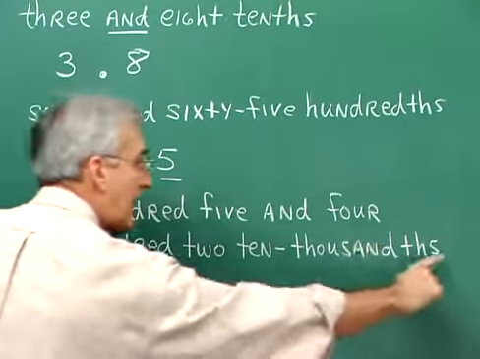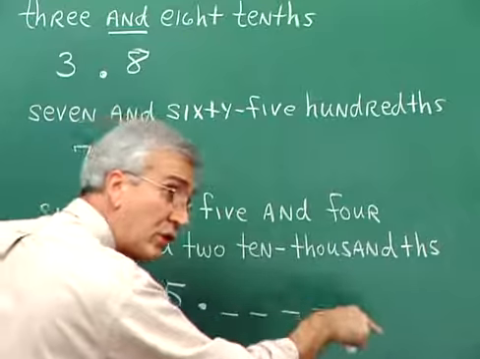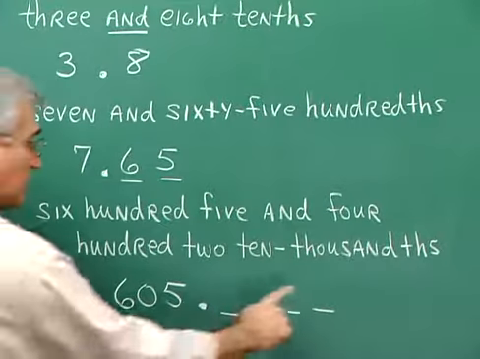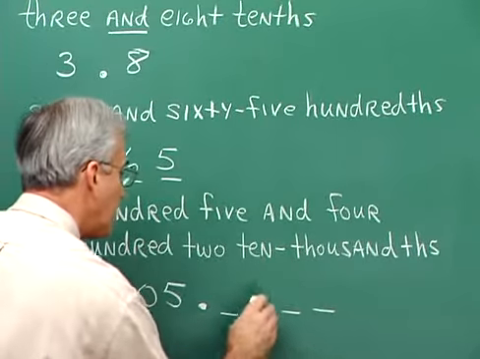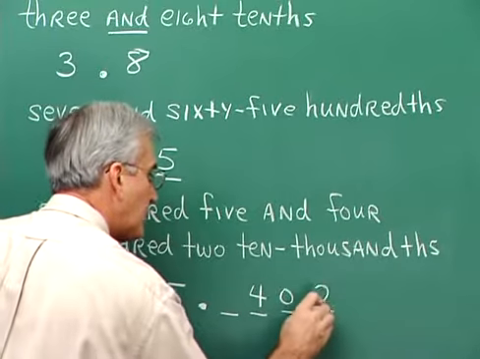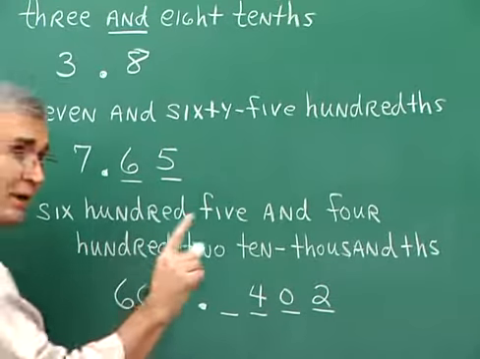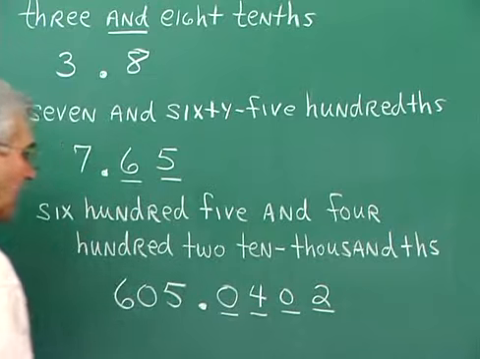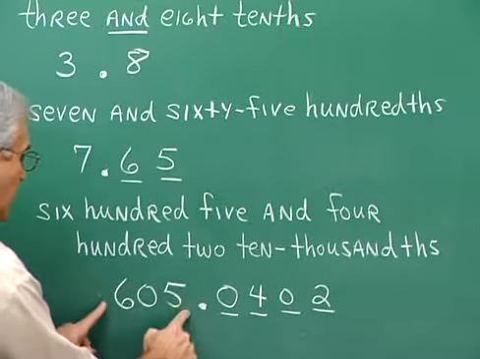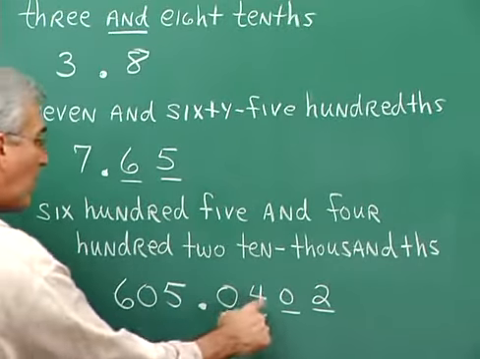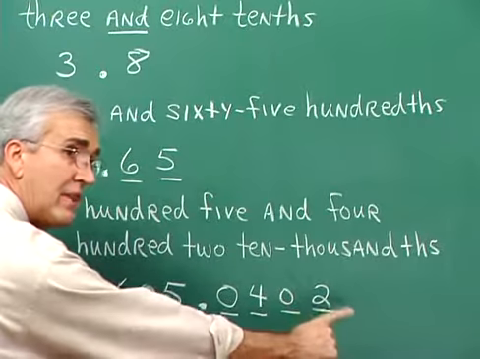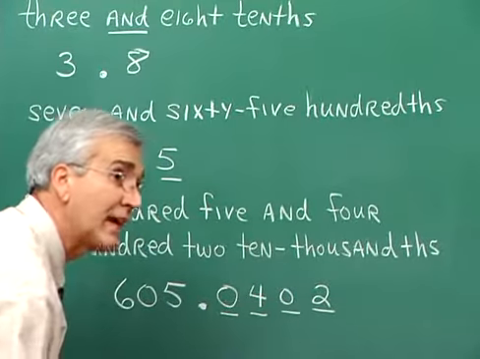402 10,000ths. So the 2 in 402 goes in that position. So here's where the 2 goes. 402, oh, this is 402 10,000ths. But we need a placeholder for that digit. So this is 605 and 402 10 thousandths because the 2 is in the 10 thousandths place.